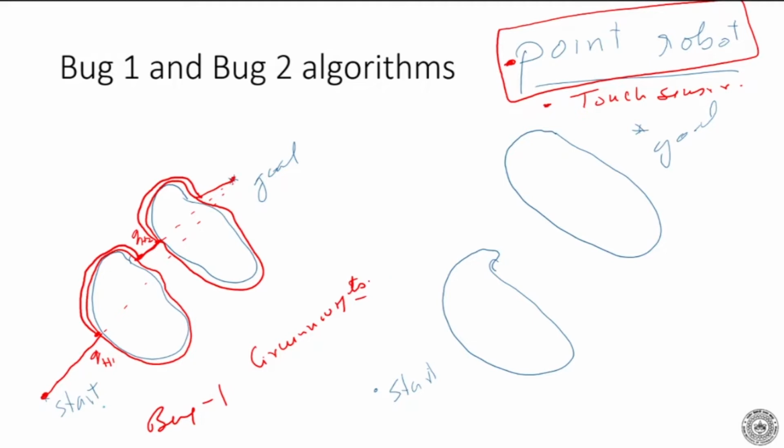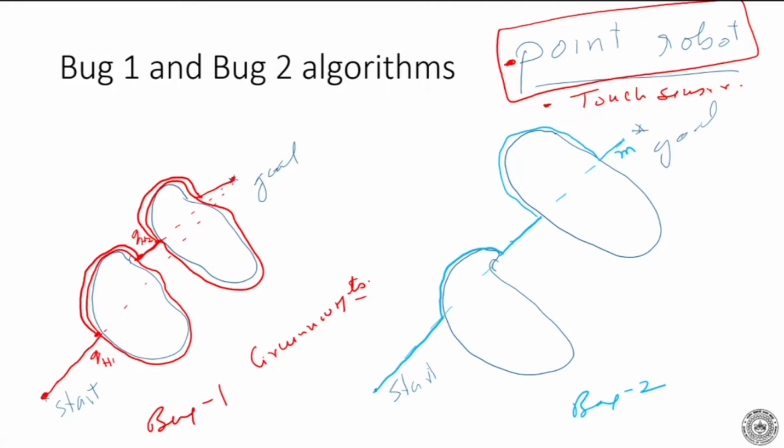Bug 2 is a modification of bug 1, which appears to be faster. We have a start point and a goal point. This is my bug 2. It connects the start point and the goal point by means of a straight line, which we call the M line here. It follows the M line until it hits an obstacle. Then it goes round the obstacle till it finds the M line again. The moment it finds the M line, it follows the M line, goes round the obstacle like this, finds the M line and goes to the goal.